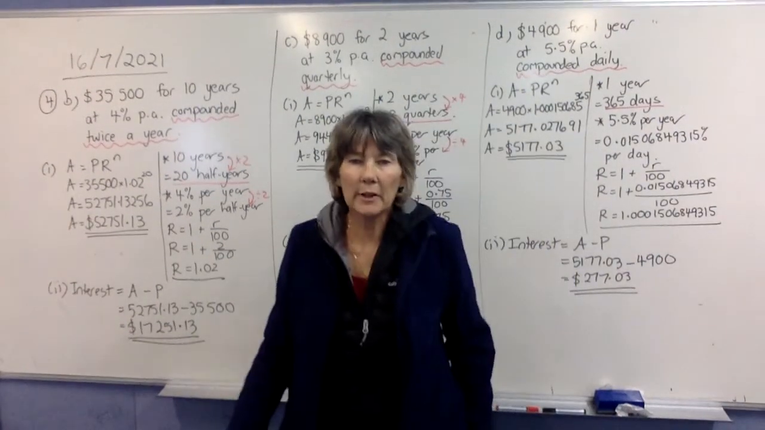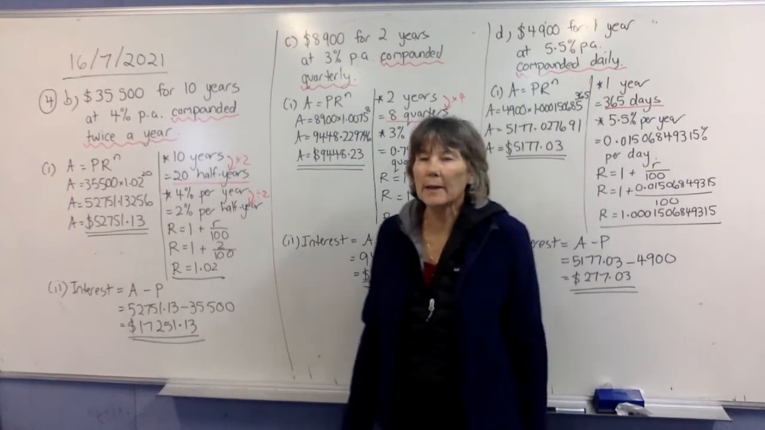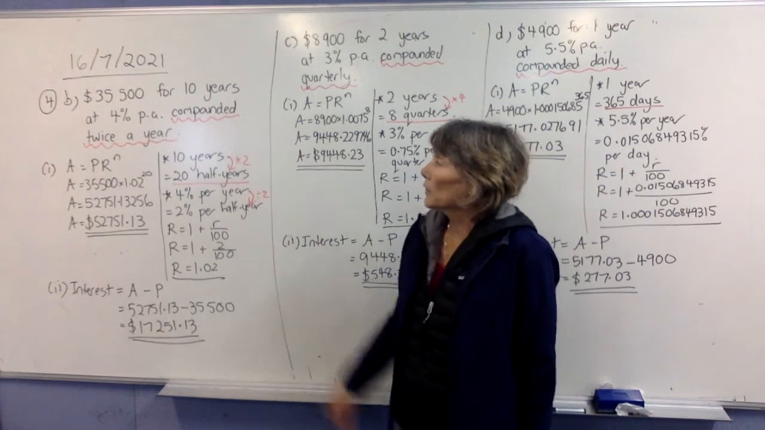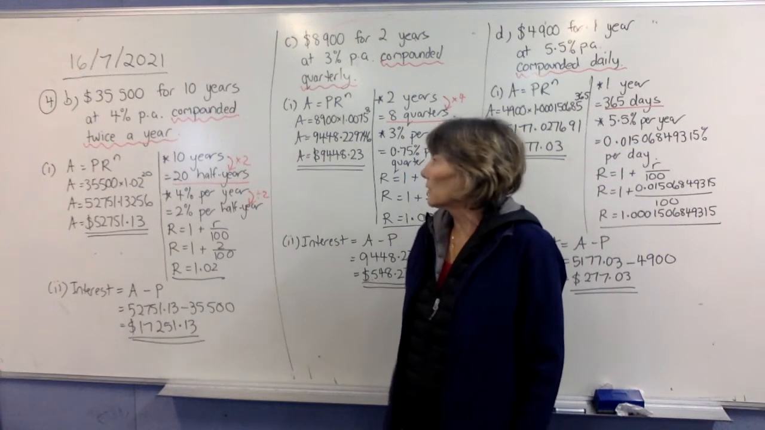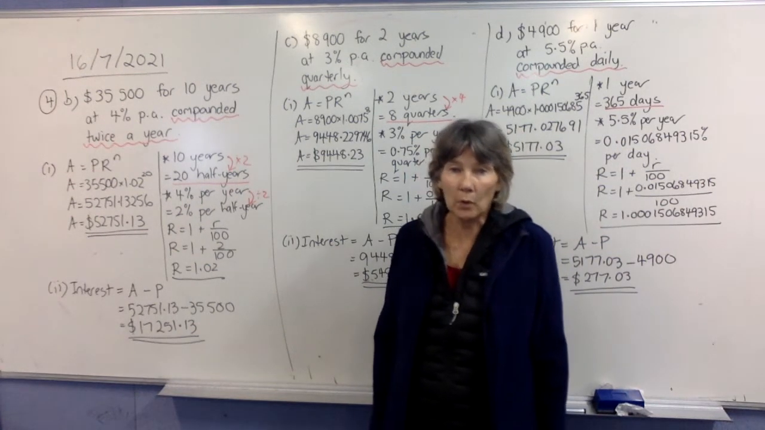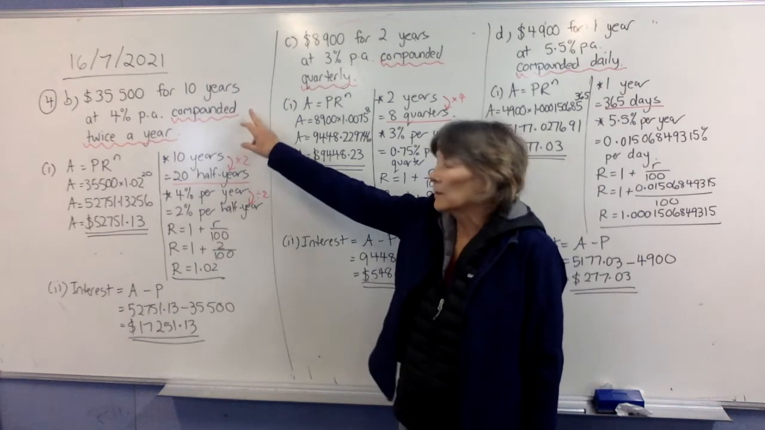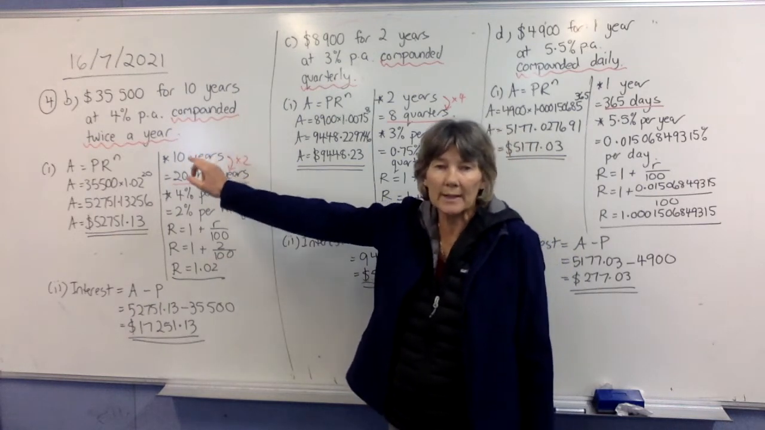Okay, and the last video for today, boys, just going through these harder questions. So we have $35,500 invested for 10 years at 4% per annum. Now, it says compounded twice a year.